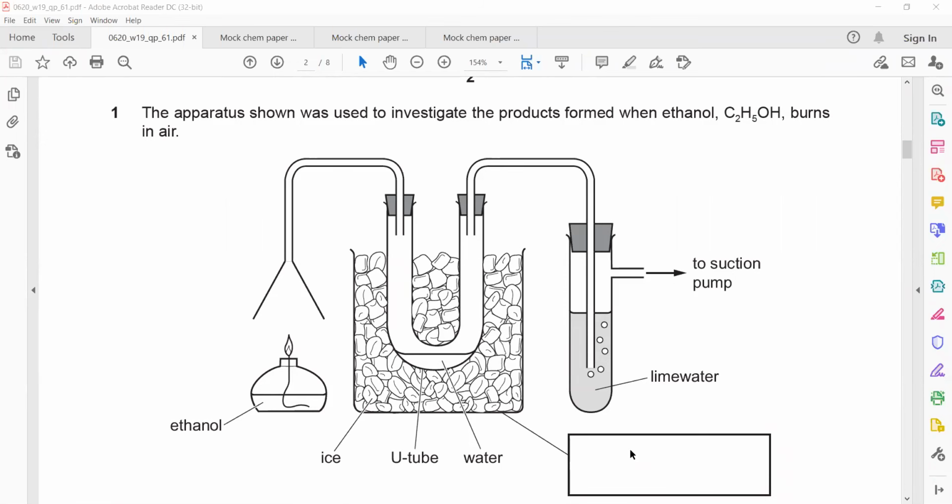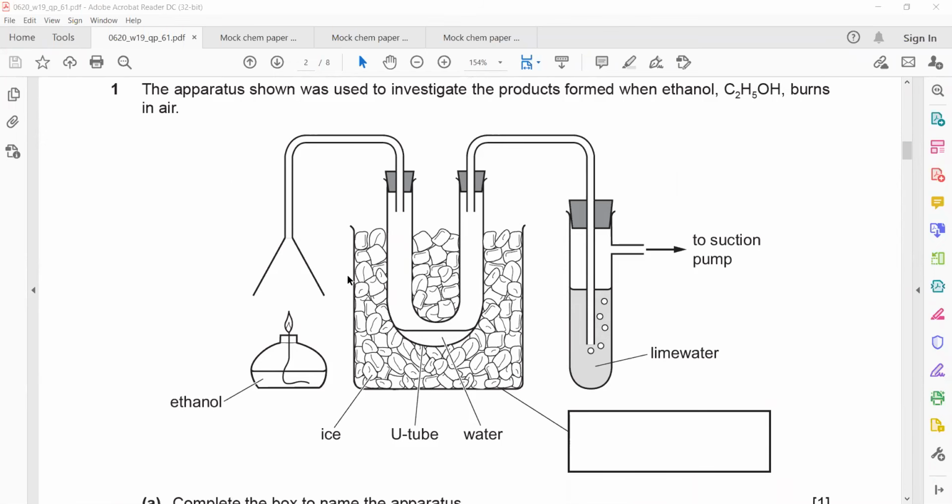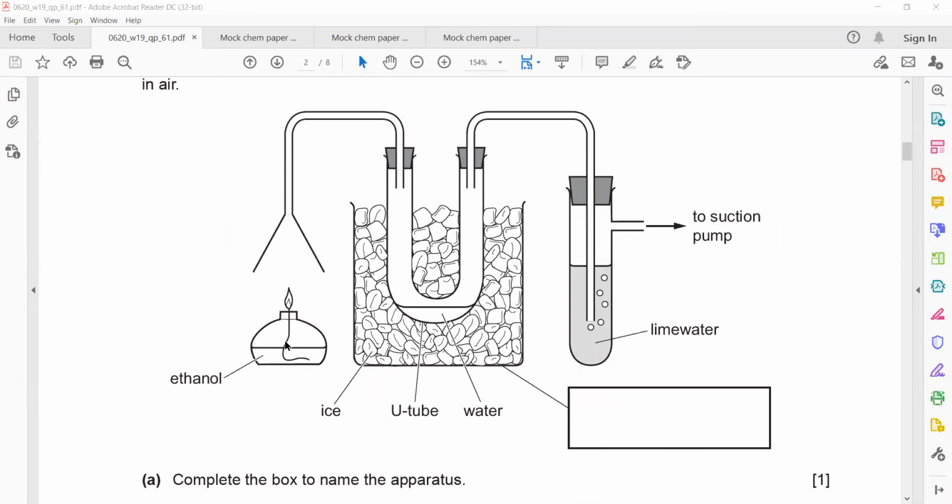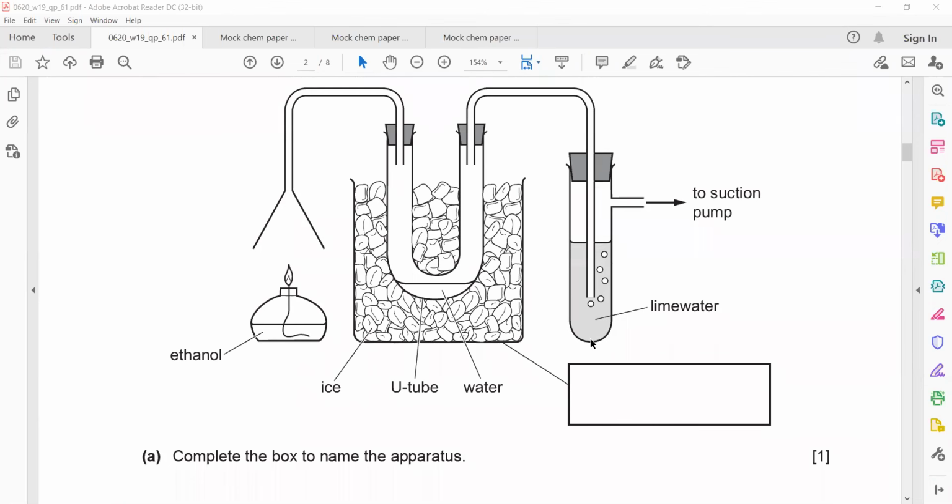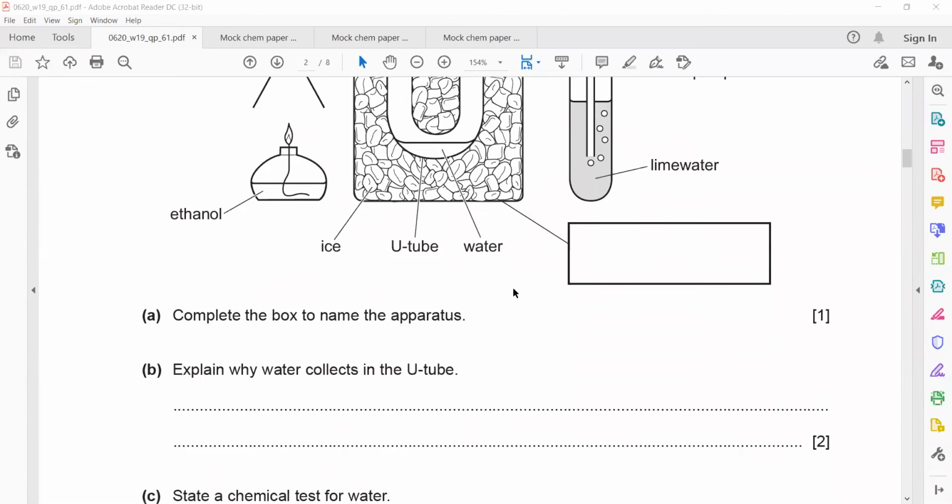C2H5OH burns in air. Ethanol is in a spirit burner. We are burning. Ice is present inside a container, and a U-tube is there. Then the remaining gases pass through the lime water and the suction pump to make sure that all of the substances, the products, move through the apparatus. That's why the suction pump is there.